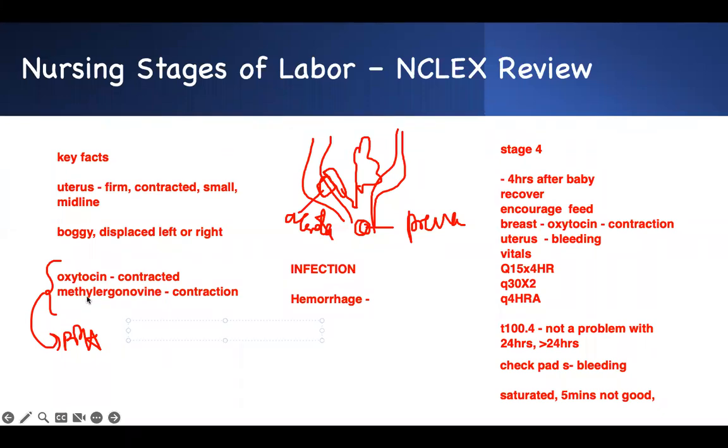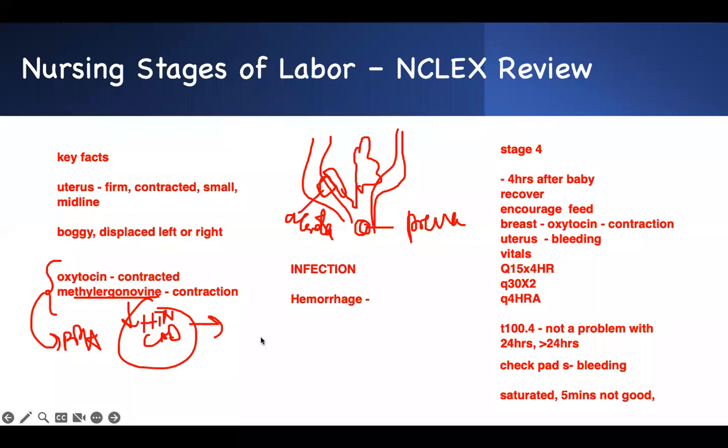Remember, this medication, methylergonovine, you cannot give it to a patient who has hypertension or coronary artery disease, contraindication, because it's a vasoconstrictor. It will cause vasoconstriction and worsening. It can give them stroke, heart attack. So you cannot use it. You should avoid it in these patients. Okay.